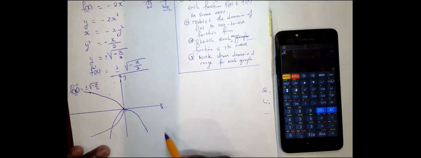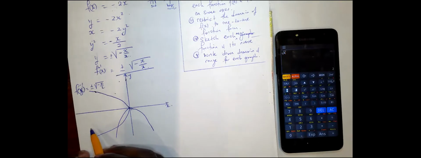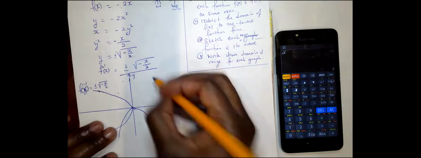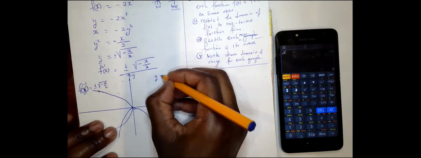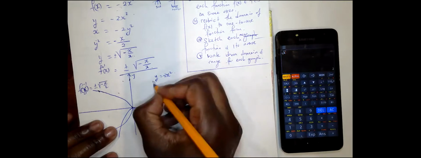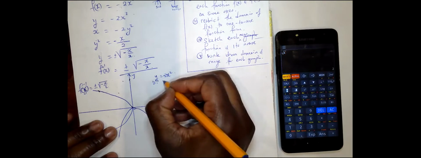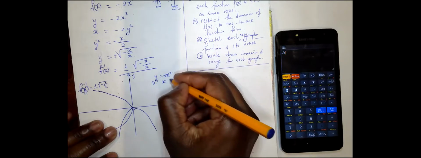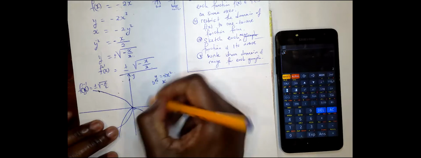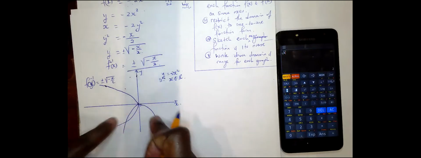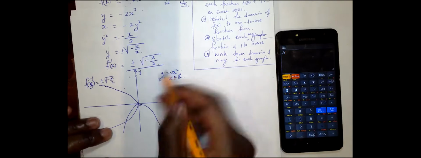Now, the third question is saying restrict the domain of f of x. So in this case, we have put y equal to negative 2x squared, and the domain here is x, element of real numbers. It's from negative infinity to positive infinity, because this graph will go up until infinity in terms of x, so it's fine.